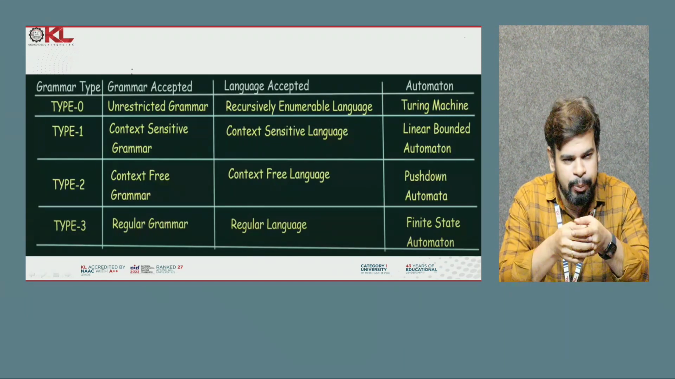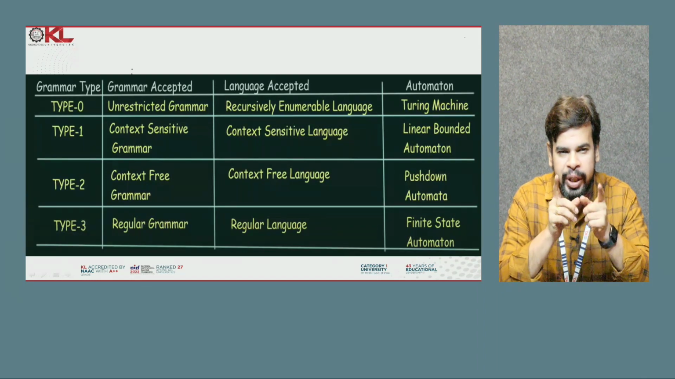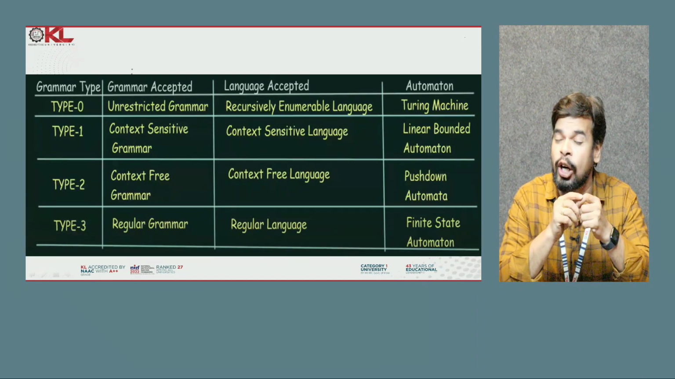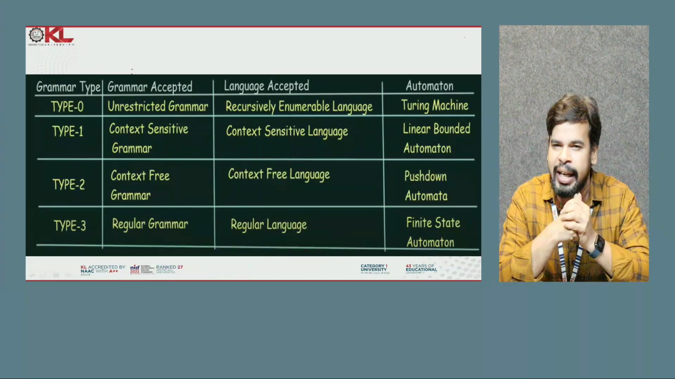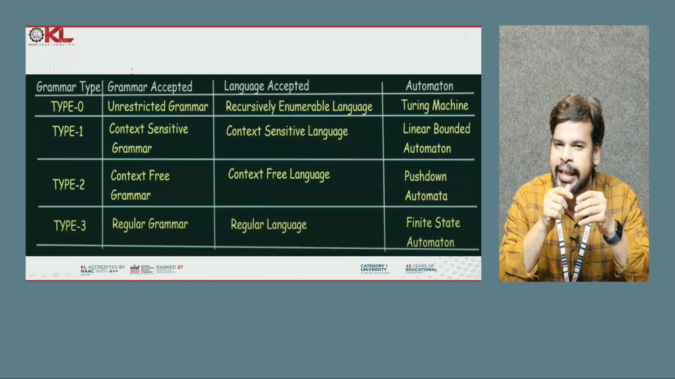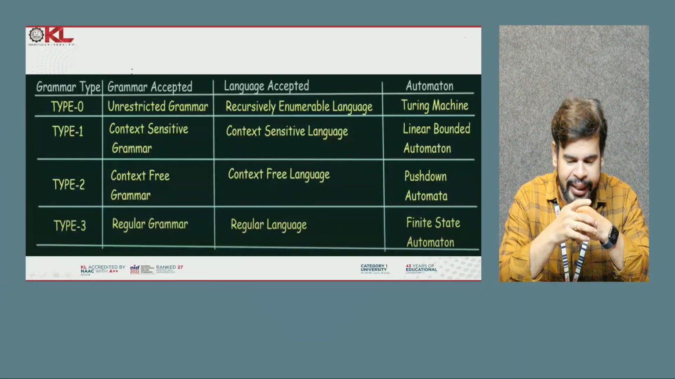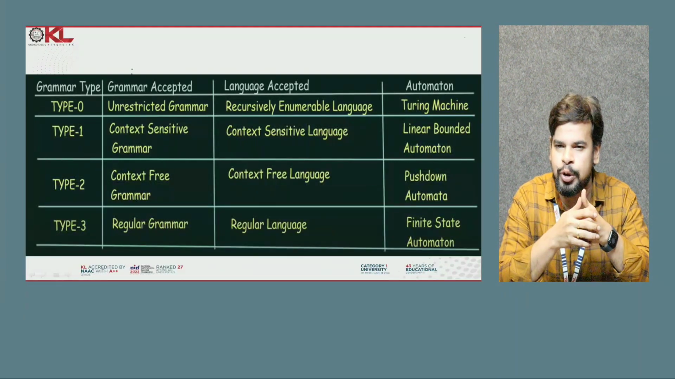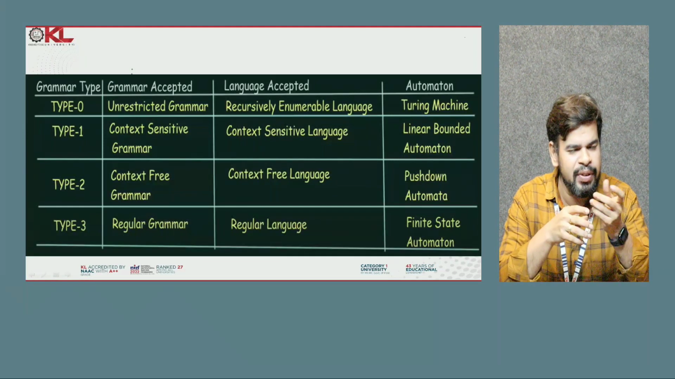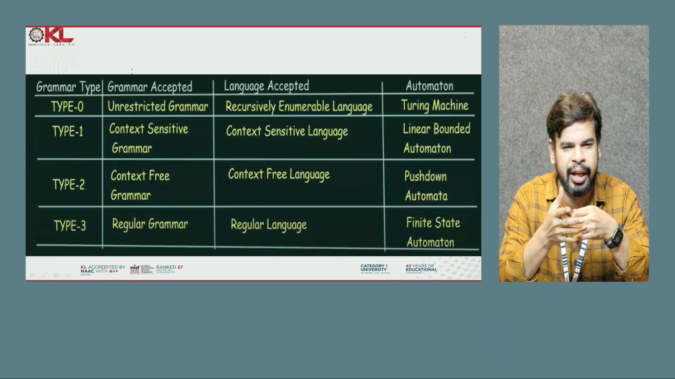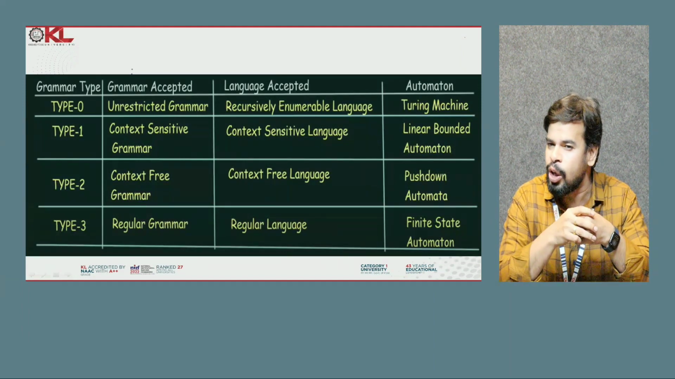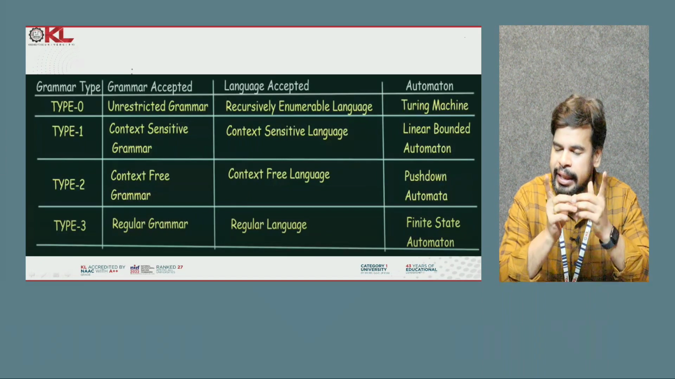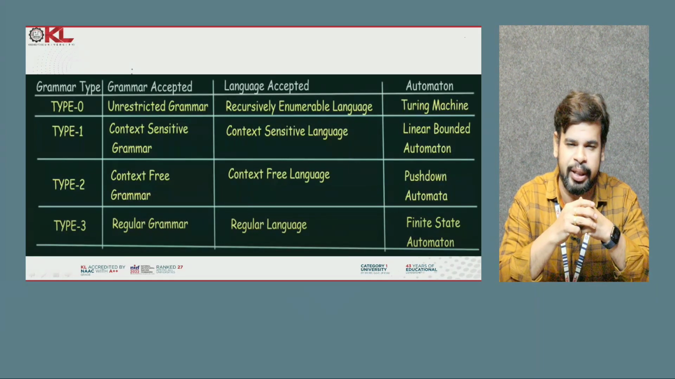And the next one, type 2 grammar. Here we make use of a grammar called context free grammar, and the language that we implement, we call context free language, and the automaton that we use here is PDA. The full form is pushdown automata. And the last one is type 3, where we use a regular grammar, and the language that we use here, we call regular language, and the automaton that we use for representing this one is the finite state automaton.